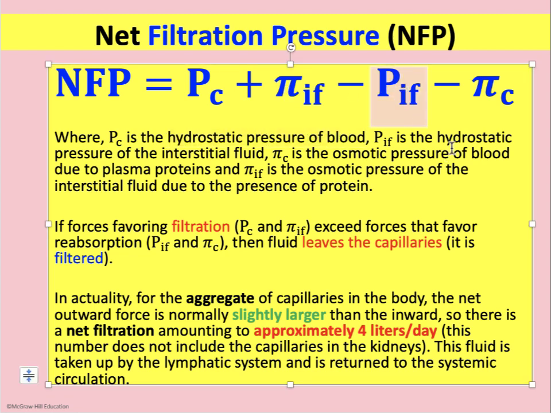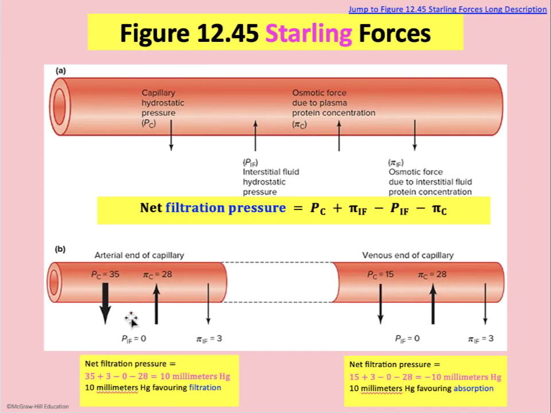PF is the hydrostatic pressure of the interstitial fluid pushing back. And pi C is the osmotic pressure of blood due to these blood proteins. And pi F, or IF, is the osmotic pressure due to the dissolved components of the interstitial fluid, mainly its proteins. This slide here gives you an example.